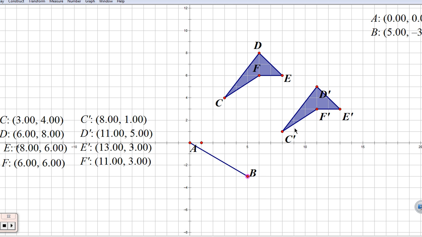It moved too, right? I want you to notice my coordinates for point B now. Point B is at 5, -3. That means from the origin I had to go to the right 5, down 3. 5, -3. Keep that in mind. Now from point C to C prime, how did I get from 3 to 8? On our x values, from 3 to 8 I had to add 5.